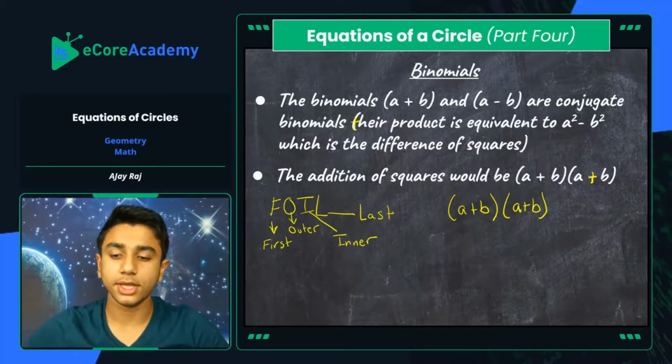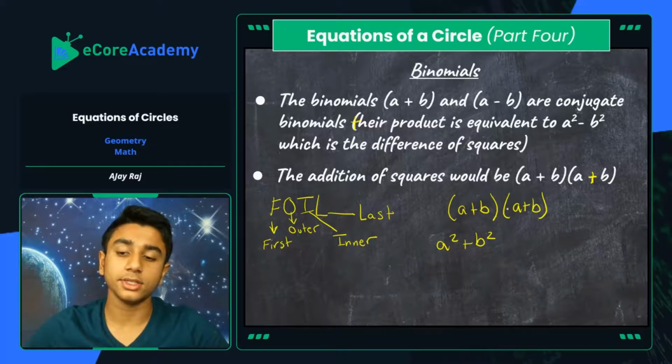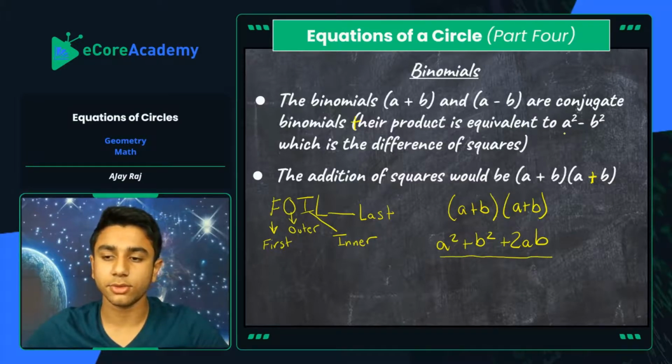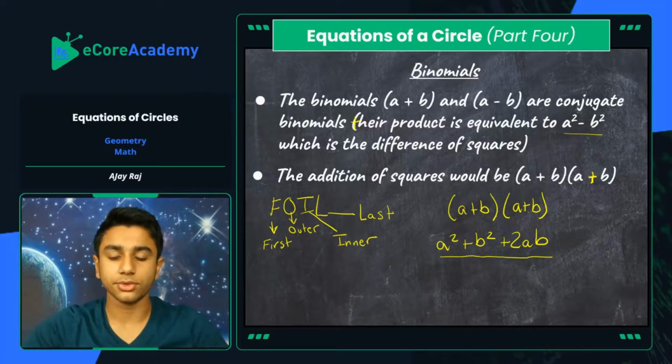So we get A times A, which is A squared. And then we get B times B, which is B squared. And then we're going to multiply our A's and B's together. So we get B times A is going to be AB. And then A times B is going to be AB. So that's going to be 2AB. That's what we get for the addition of squares. A squared plus B squared plus 2AB. And this is just going to be A squared minus B squared because those separate values actually cancel themselves out.